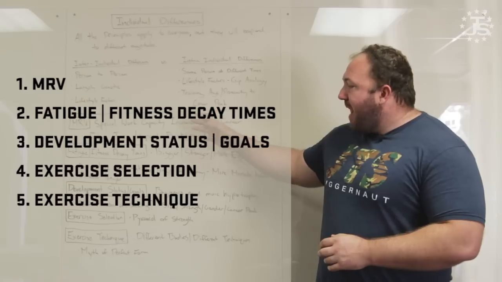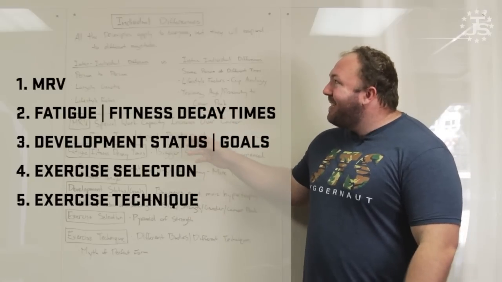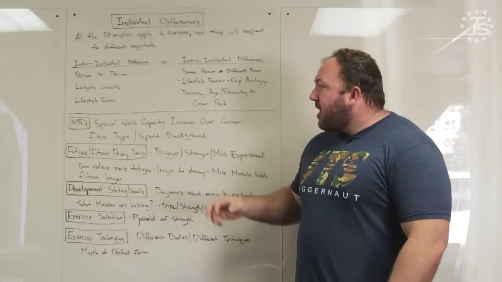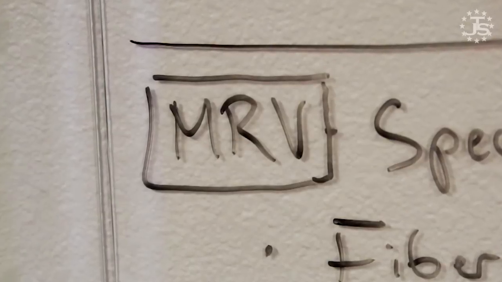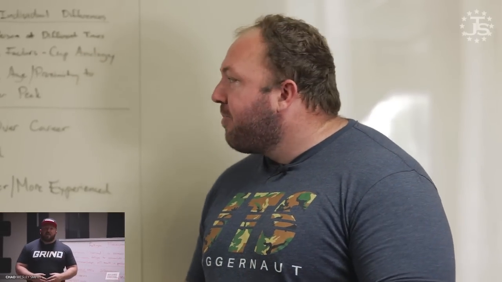Now we want to look at these five different factors that are really going to dictate individual differences in training program design. First off, MRV, maximum recoverable volume, something we've talked about at length, particularly in our fatigue management video, if you want to go check that out. It's how much training can the athlete effectively recover from?